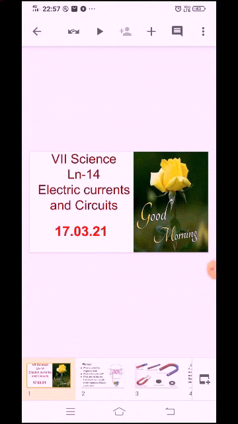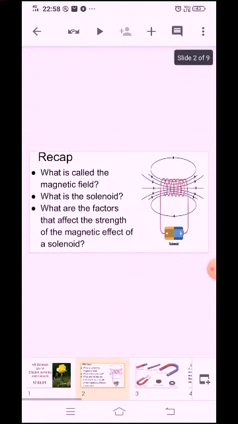In the previous class, you have learnt about the magnetic effect of electric current. Let us have a small recap. What is called the magnetic field? The area around the wire where the magnetic influence is felt is called the magnetic field.